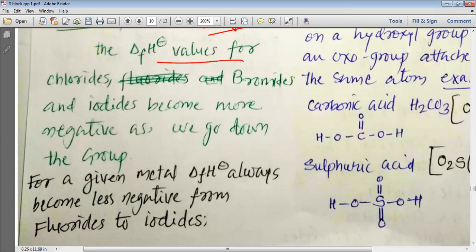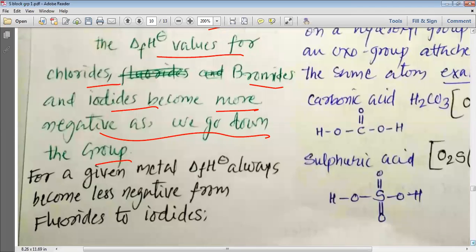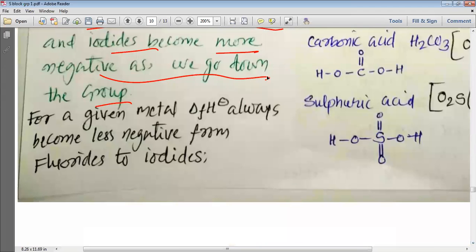The enthalpy of formation values for chlorides, bromides and iodides become more and more negative as we go down the group. If we go down the group, these bigger ions like chloride, fluoride and bromide are easily accommodated by the bigger ions like sodium, potassium, rubidium, cesium, and that is why the enthalpy of formation increases as we go down the group.